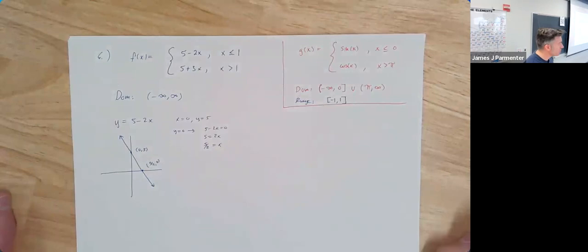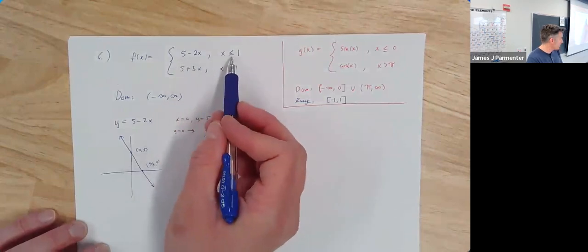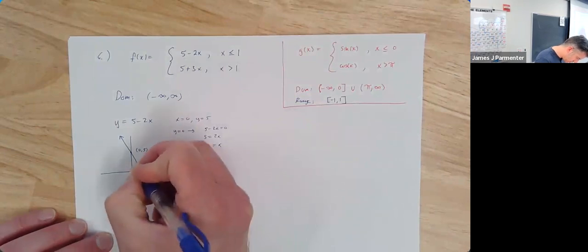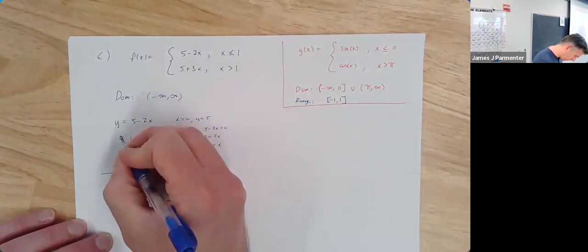Now I don't actually want all of that line, because I only want y equal to 5 minus 2x when x is less than or equal to 1. So essentially over here at 1, that's where I'm going to stop. And I only want all of this here.